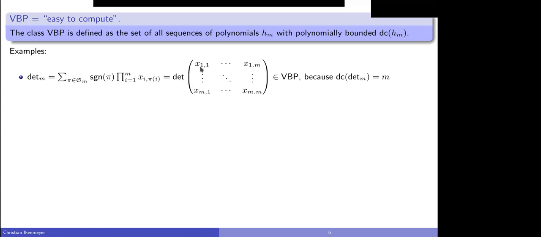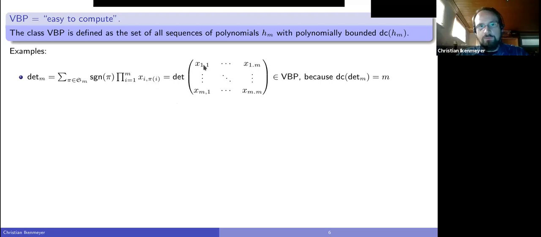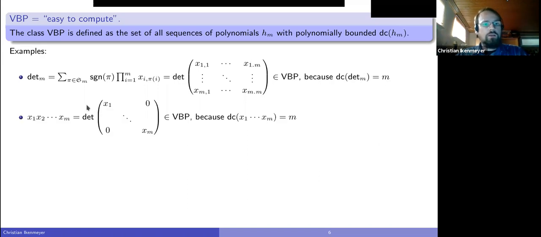And the entries are just x11 up to xmm. This is in VBP because the determinantal complexity of the determinant polynomial is exactly M, and M is just a polynomial in M, right? This is linear. And a different example is the product x1 up to xm. This is the determinant of a diagonal matrix, right? So this is in VBP because the determinantal complexity is equal to M.